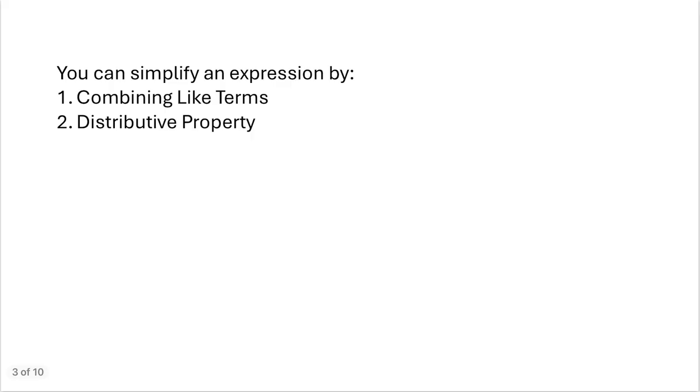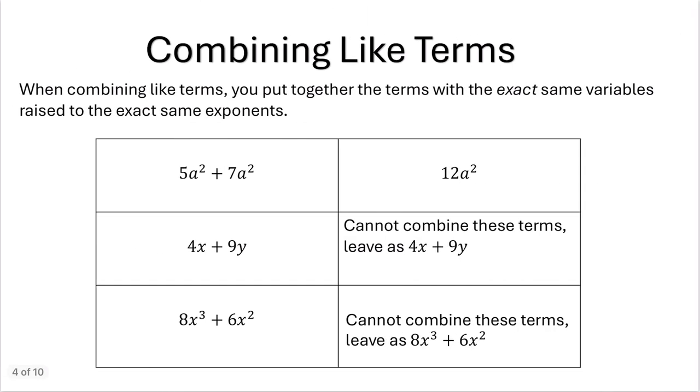So you can simplify an expression using two methods. You can either combine like terms or use the distributive property. When you combine like terms, what you're doing is putting together the terms that have the exact same variables raised to the exact same exponents. For example, if you have 5a squared plus 7a squared, they're like terms because they both have an a in them and their a is both squared. So you combine them, you get 12a squared.